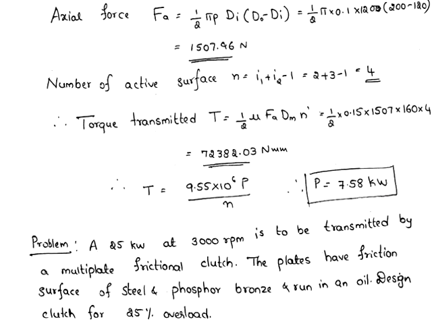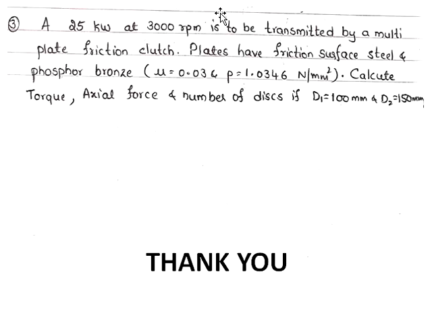One last problem. A 25 kilowatt at 3000 rpm is to be transmitted by a multi-plate friction clutch. Plates have friction surfaces of steel and phosphor bronze. Calculate the torque, axial force and number of discs. This is similar to the first two problems. You can easily solve this problem.